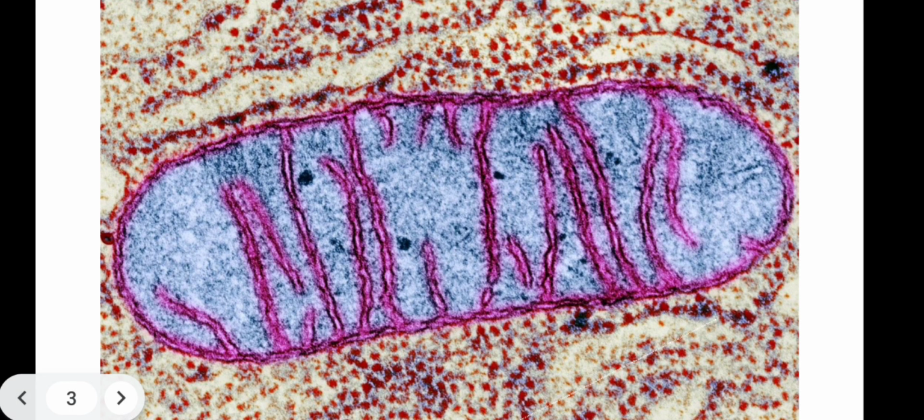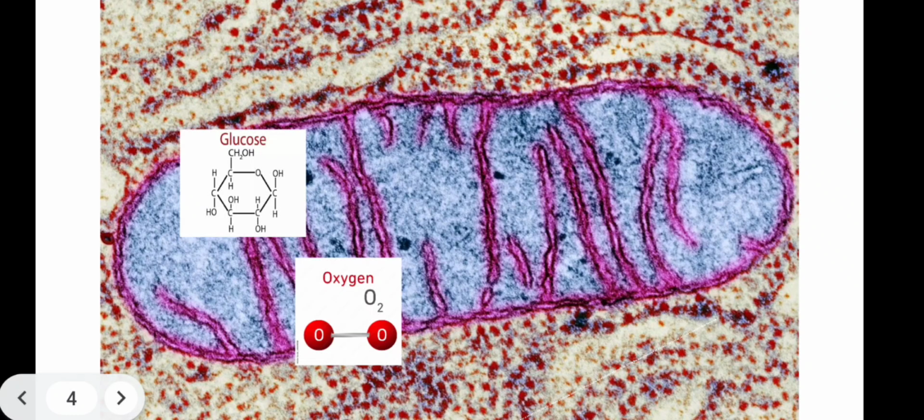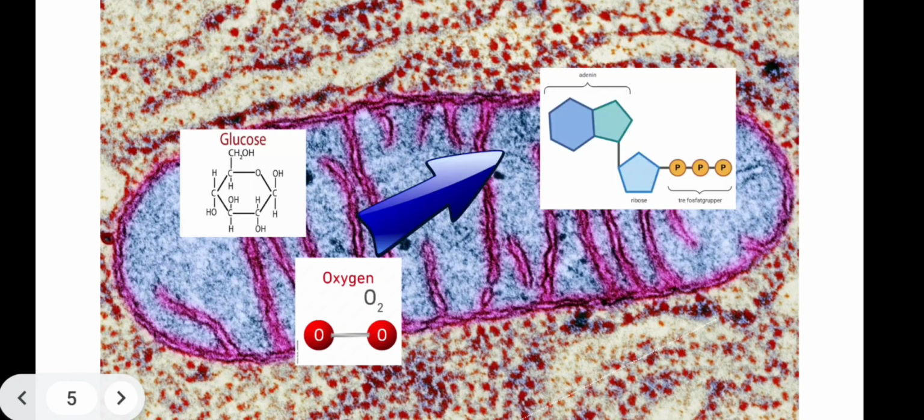The process happens in the mitochondria, where glucose and oxygen undergo a series of reactions to produce a molecule called ATP, which stands for adenosine triphosphate. ATP is the energy currency of the cell. This is what cells use to perform their functions.